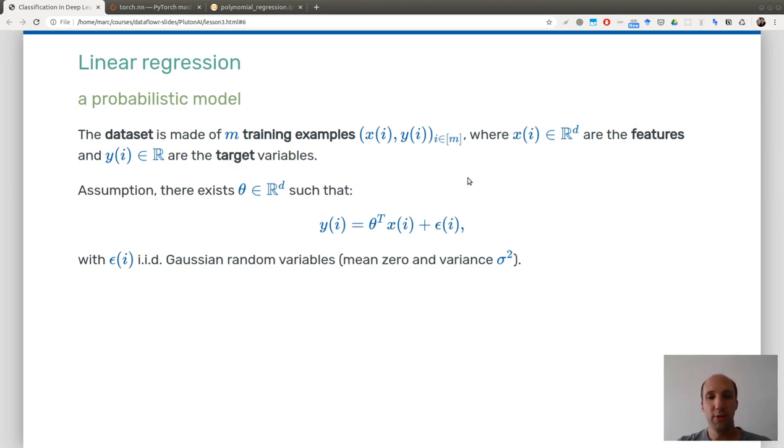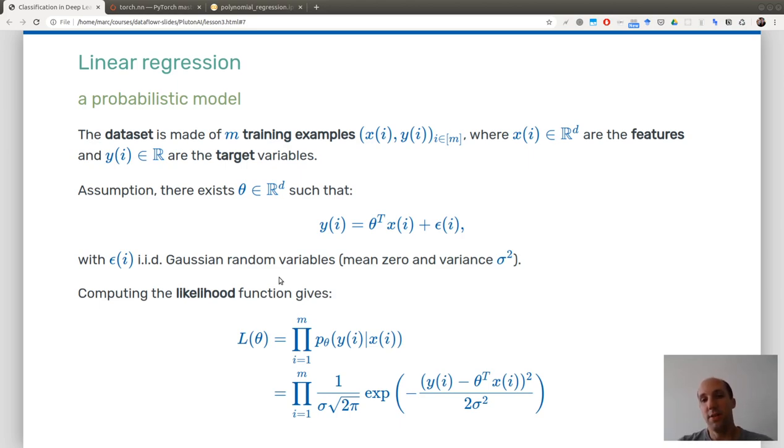So I'm making a strong assumption that I'm able to compute the y as a function of the x according to this formula, where theta is the parameter of the same dimension as the feature space, and epsilon i is a Gaussian random variable, a real one, with mean 0 and variance sigma square. So IID here means independent and identically distributed Gaussian random variables.